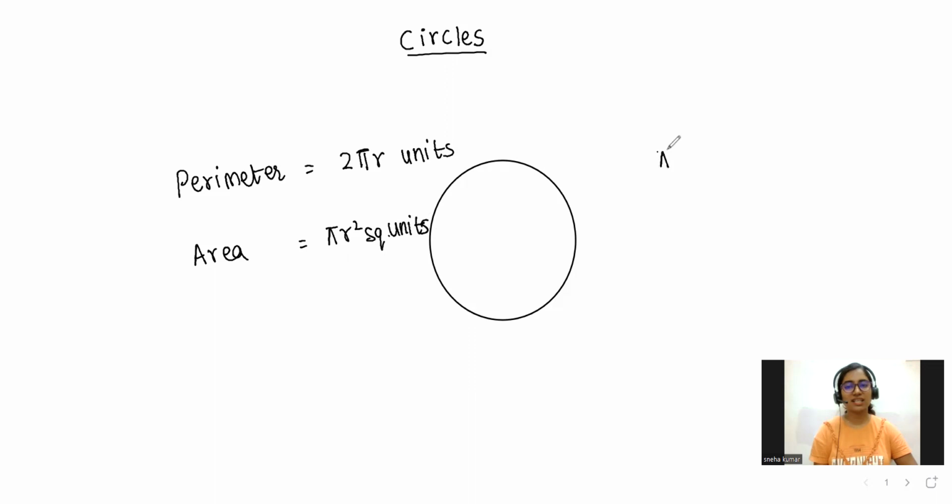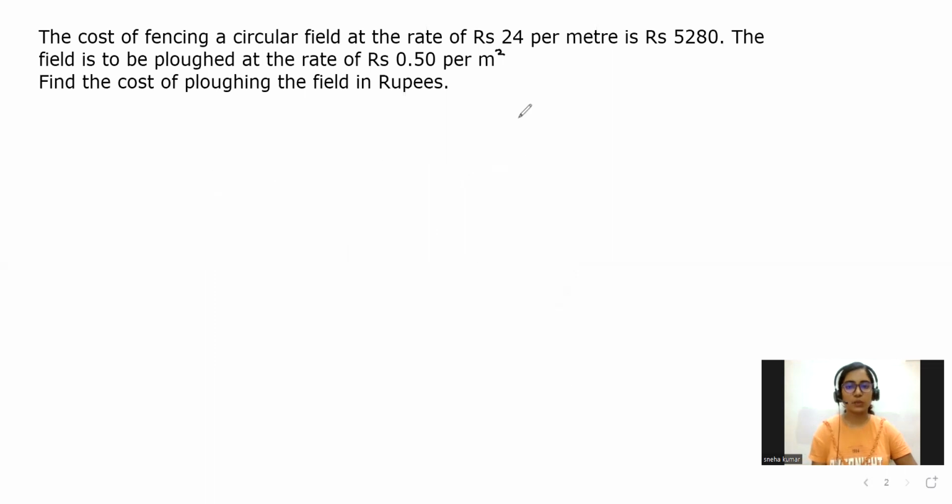And what is the value of pi? The value of pi could either be 22 by 7 or 3.14, depending on the question. So today we'll be discussing a question on this concept. Take a look here. This is the question that we have here.